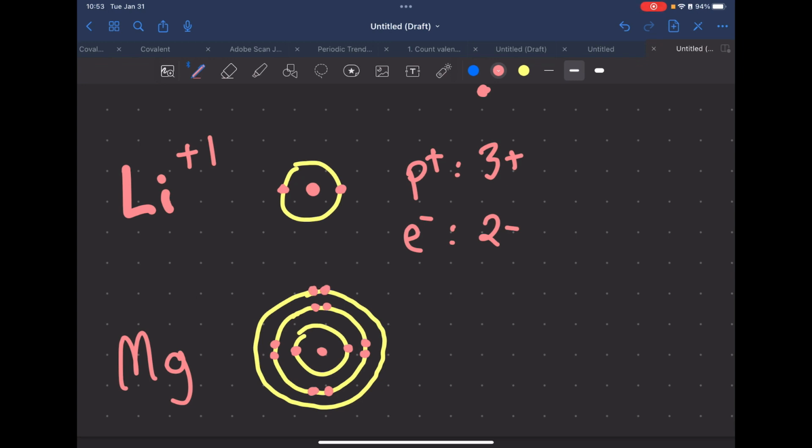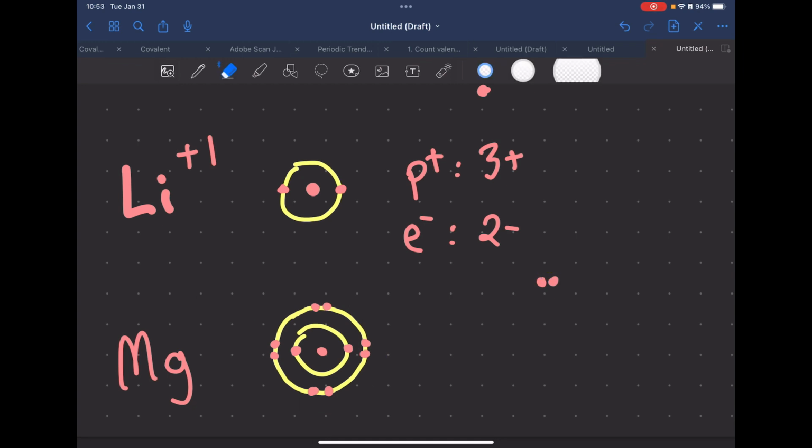Just like that. Now, guys, I'm going to take this magnesium atom and I'm going to turn it into an ion. The way that I do that is not, this time, by removing 1, but by removing 2 electrons. I'm going to pull those off. And when I do that, that outermost ring disappears because there's no more electrons in there.